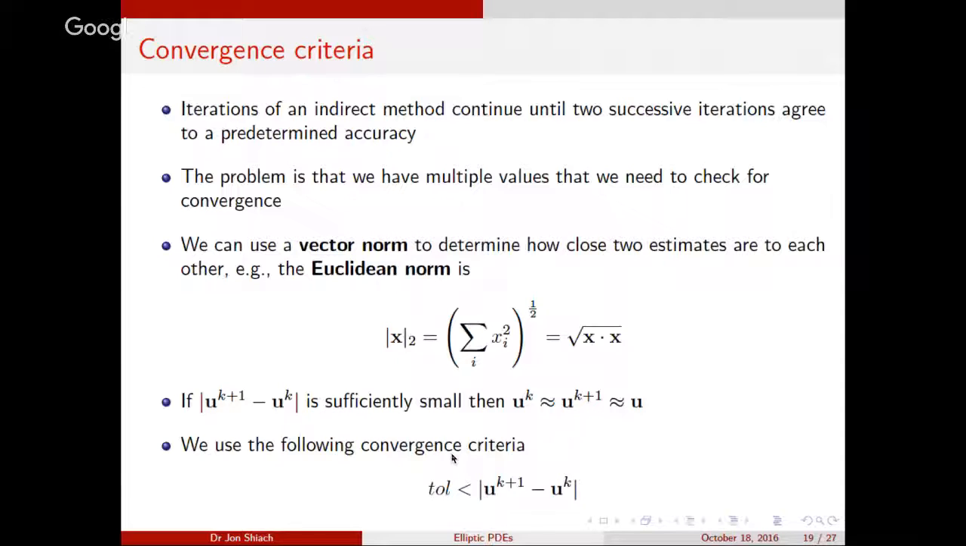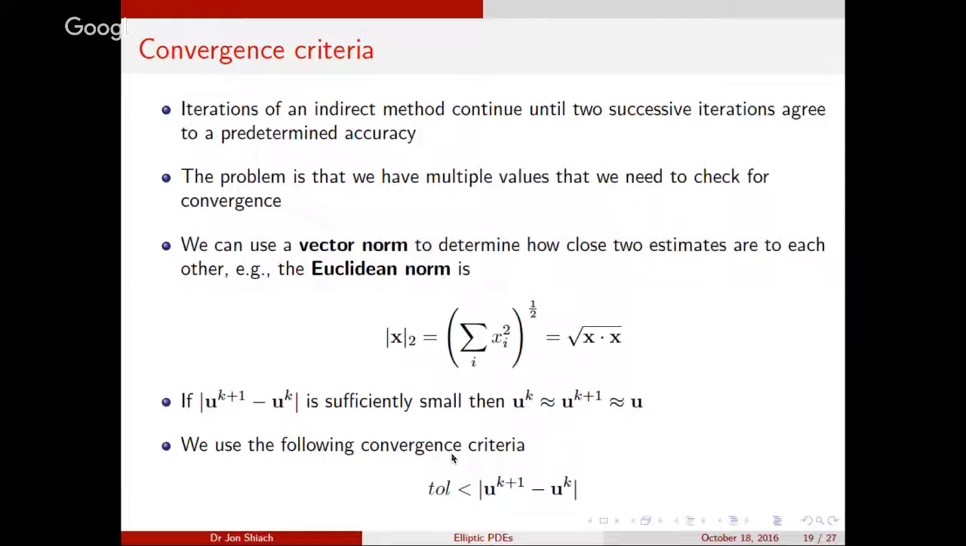So if our best estimate minus the one previous to that is sufficiently small, then what we say is they're all approximately equal to the actual solution U. And we use this sort of convergence criteria. Tol is some small number. That's what you set. 10 to the minus 6 is a popular one. 10 to the minus 4 if you don't need it as accurate. Sometimes you don't need it as accurate. Sometimes you need it really accurate.